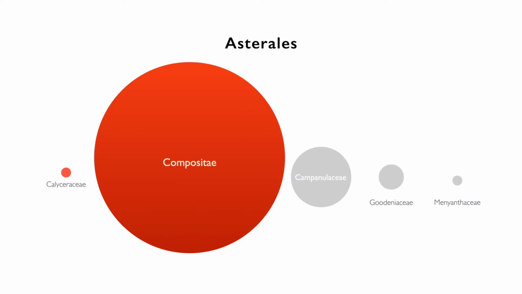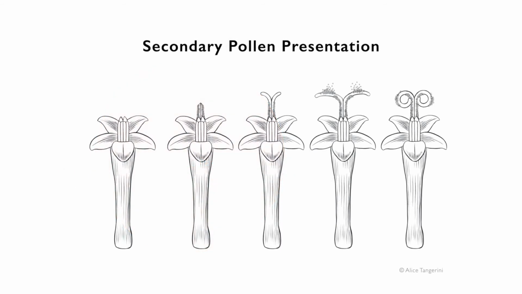One of the features that acts as a synapomorphy for the whole Asterales order is what is called secondary pollen presentation. That is a defining feature of the Compositae itself, but it's also a defining feature of the Asterales. So what do we mean by secondary pollen presentation? That the pollen, in order to be accessible for the pollinator, needs two processes to intervene. So in Act 1, the pollen is released inside the anther tube. I'm using here the example of the Compositae, but similar things happen in most of the Asterales order.